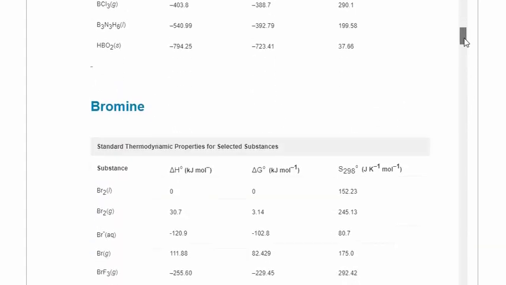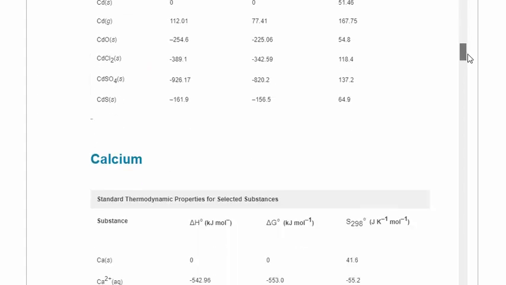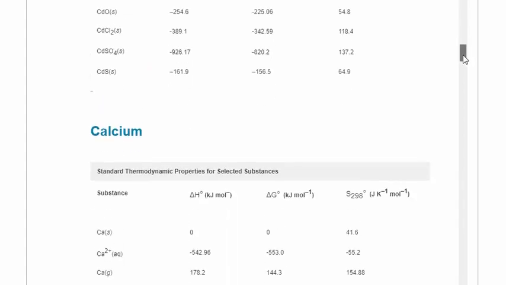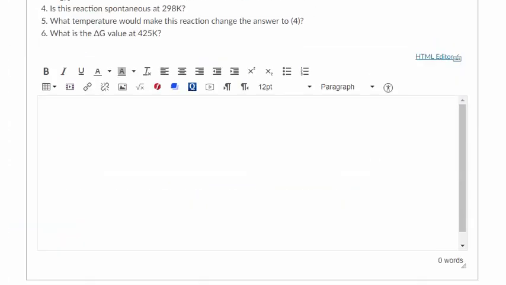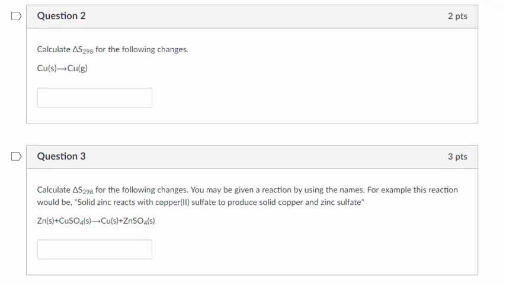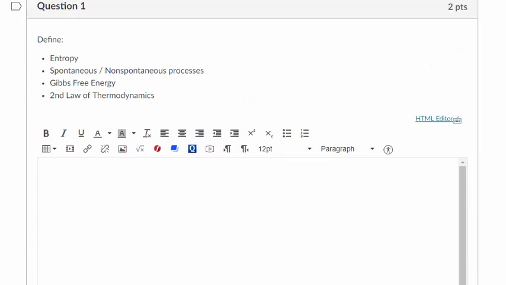Now, this table is updated periodically, so it's possible that in this video, the values used on this table are going to be different than the values that you see in your classroom. Use the values that you see. The table is updated as more recent data is made available and accepted.